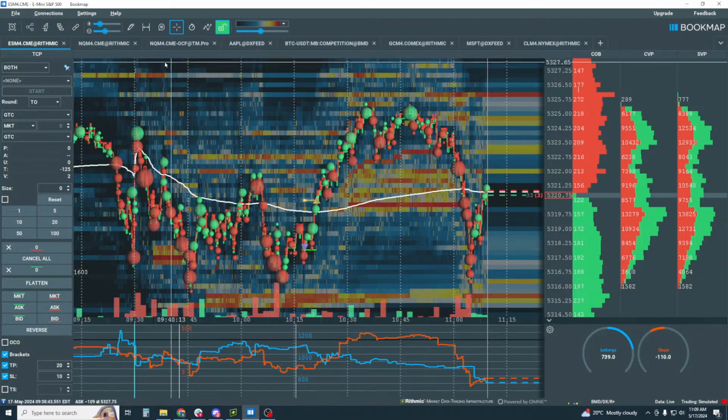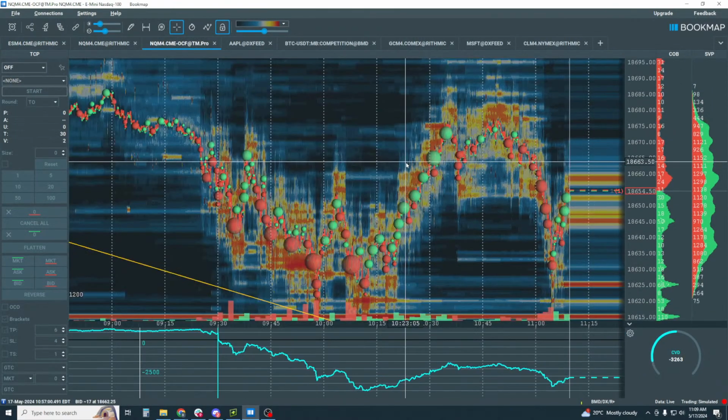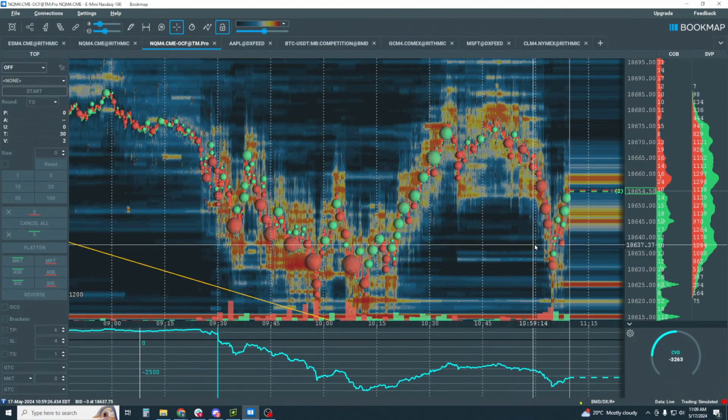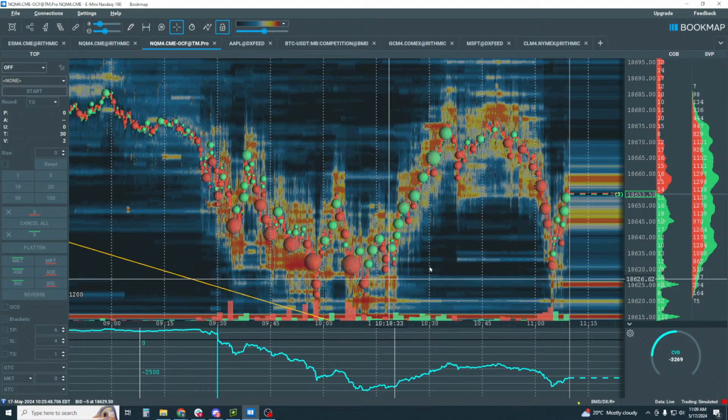See, S&P came all the way back down and tested that swing. The NASDAQ, did it? Kind of. It's a little bit more bullish here, the NASDAQ. It did not come back down and test the swings here.